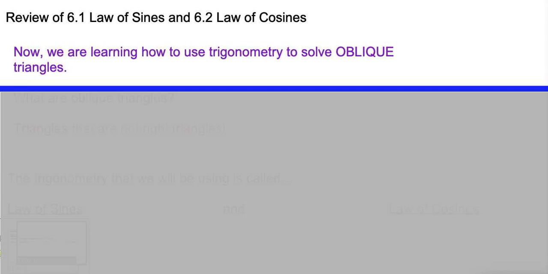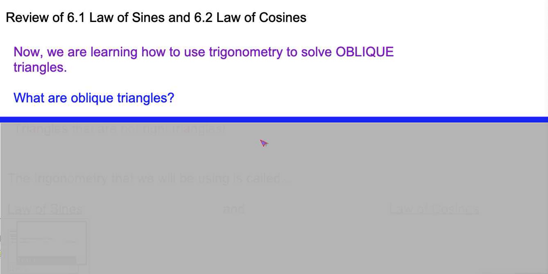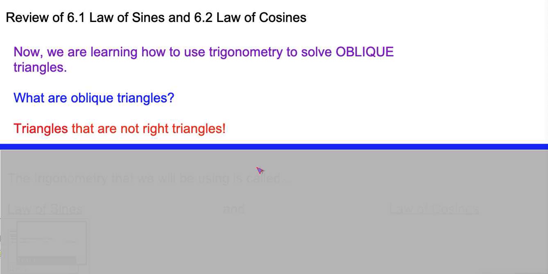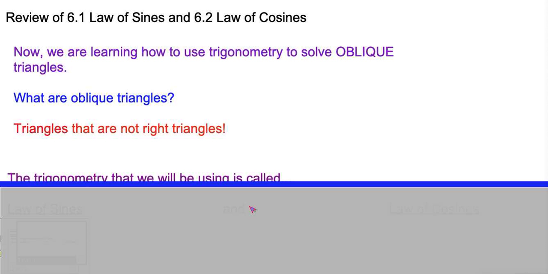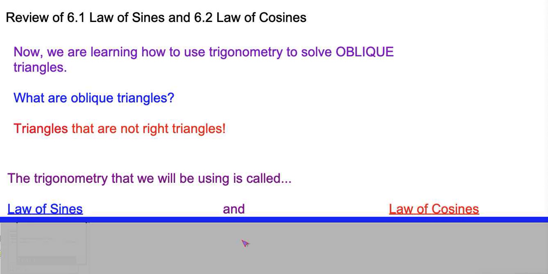Now we're going to learn how to use trigonometry to solve oblique triangles. So you may ask, what are oblique triangles? Oblique triangles, it's very simple. They're just triangles that are not right triangles. If they're any other kind of triangle, then they're oblique, and we can use, that's right, law of sines and law of cosines.